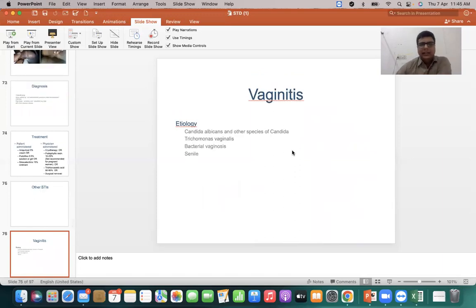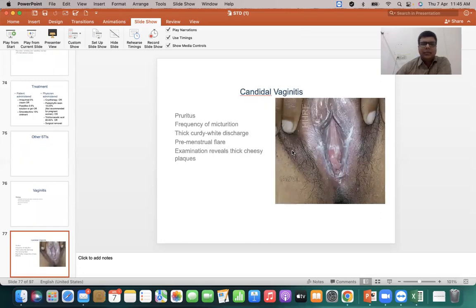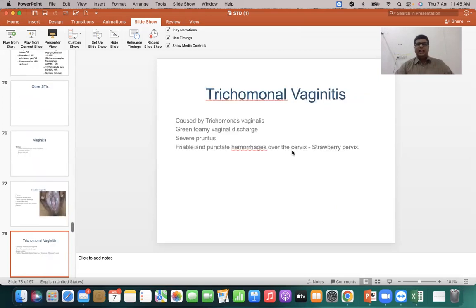Other STIs like vaginitis can be caused by Candida albicans and other species of Candida, Trichomonas, bacterial vaginitis, and senile vaginitis. In Candida vaginitis, there is pruritus, increase in frequency of micturition, thick curdy white discharge, premenstrual flare-up, and examination reveals thick cheesy discharge.